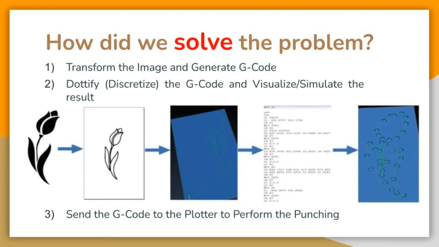How did we solve the problem? Transform the image and generate G-code. Modify the G-code and send the G-code to the plotter to perform the punching.